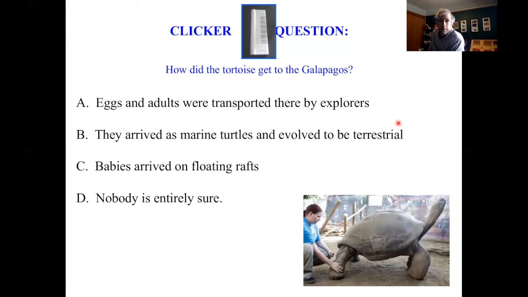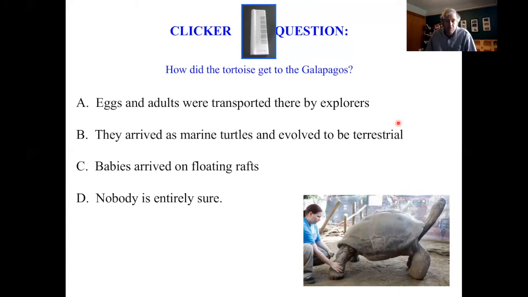So it's not A. B, they arrived as marine turtles that are able to swim and evolved to become terrestrial, which means they live on land. This was originally put forward as an idea when explorers first found these tortoises on the island. However, subsequent analysis has revealed that genetically, these species are much more closely related to land tortoises on the mainland of Ecuador than they are to any marine turtles that are alive today. Marine turtles and terrestrial tortoises split off from each other evolutionarily a very, very long time ago. And so it's pretty much absolutely untrue that they arrived as marine turtles and evolved to be terrestrial.